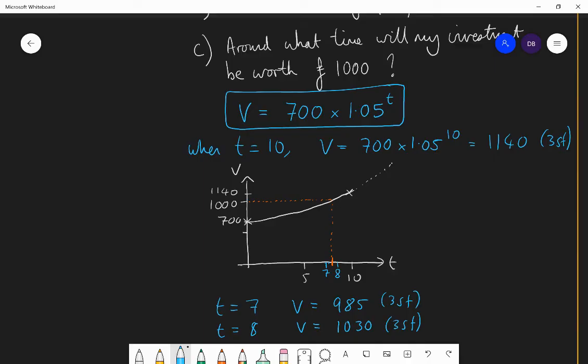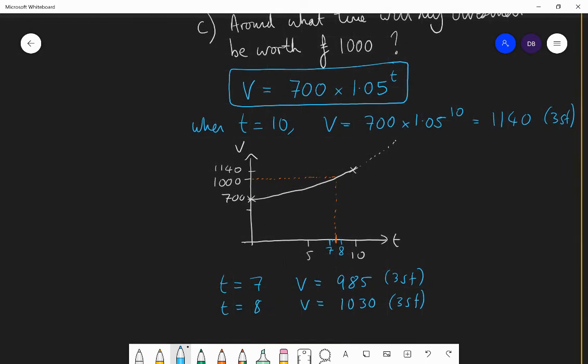But if I get paid monthly interest, then I could work out a little bit more accurately than just after 8 years. I could try 7.1, 7.2 and see whether I got closer. With trial and error, the best value to one decimal place is when t is 7.3 years. So that is the closest that you can get.